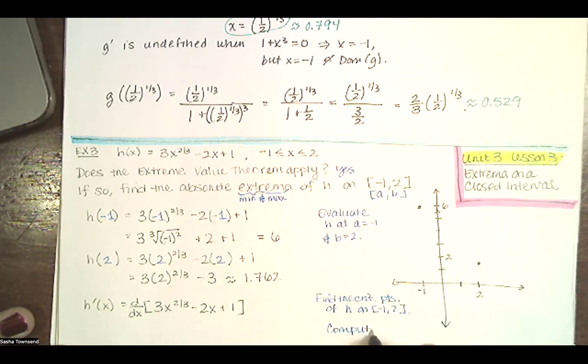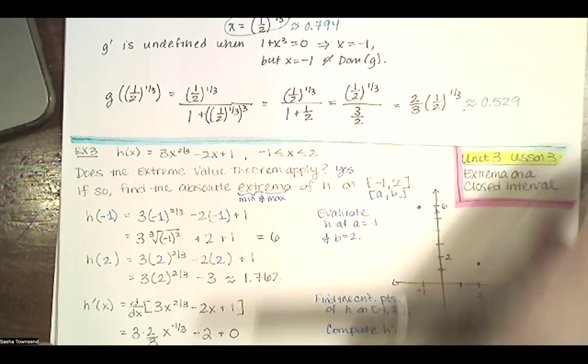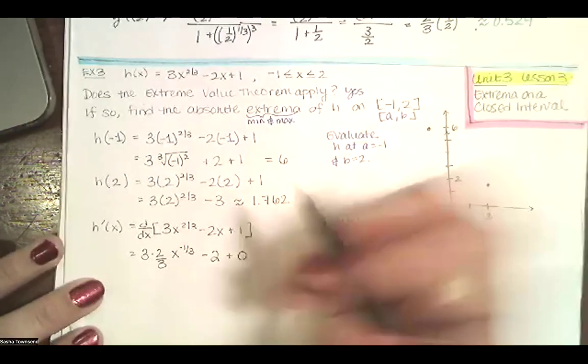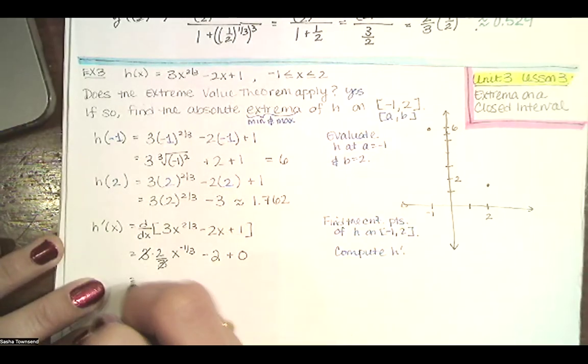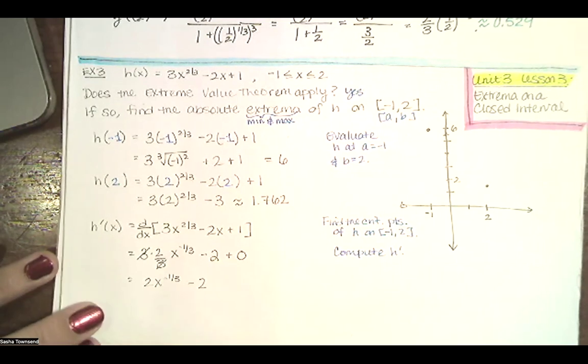And we compute that derivative term by term. The derivative of 3 times the function is 3 times the derivative of the function. The derivative of an x to some power is that power times x to the 1 less power. 2/3 minus 1 is 2/3 minus 3/3, which is -1/3. The derivative of a constant times x is just a constant, and the derivative of a constant by itself is 0. So we get this. And so we've got 2 times x to the -1/3 minus 2 as our h prime.